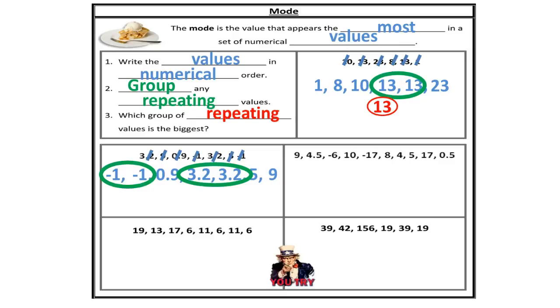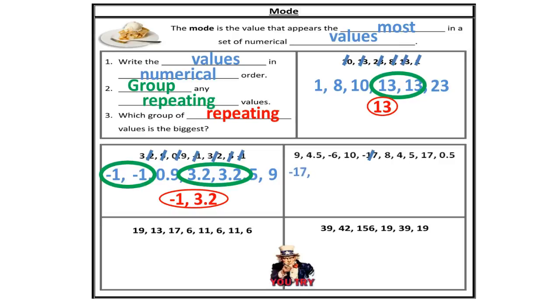Now I look at how many of each of these repeating values I have. I have two -1s and two 3.2s. Neither one is more than the other. So in this case, -1 and 3.2 represent the most, or represent the mode. We do the same thing again.